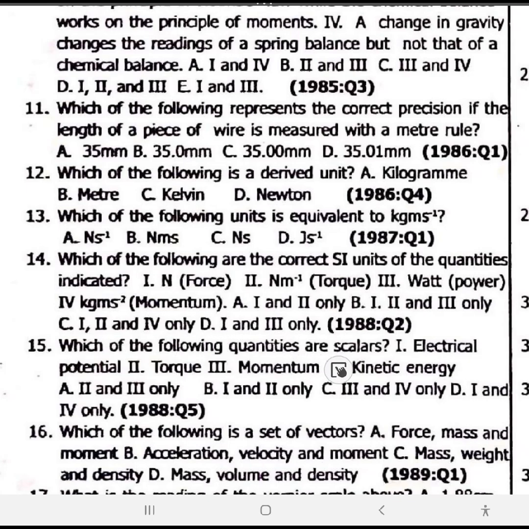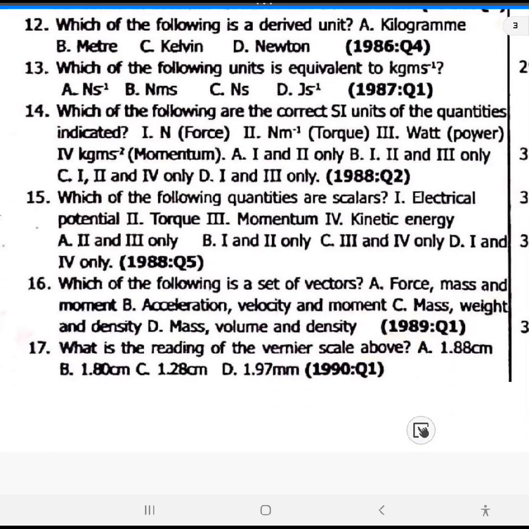15. Which of the following quantities are scalars? Scalar quantity. 15 is option D. Kinetic energy is a scalar, and also electrical potential. All potentials and energies are scalars. Do not forget, all potentials and energies are scalars. So number 15 is option D.